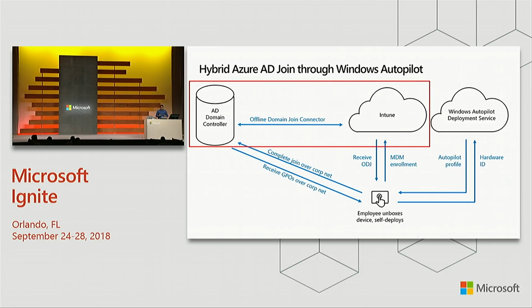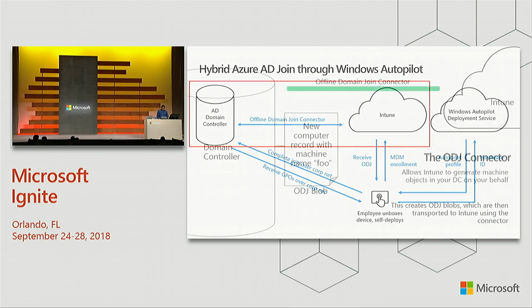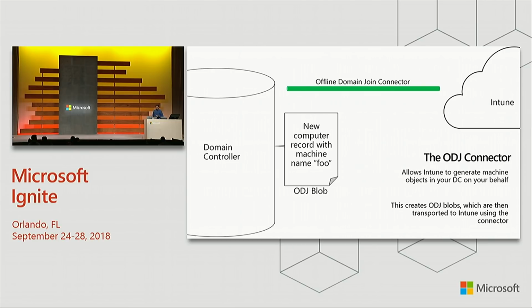I'd like to spend one extra moment talking about this specific section here and talk about what's really going on when I say that there's a new offline domain join connector between Intune and your on-prem DC. The ODJ connector, in a nutshell, allows Intune to generate machine objects on your on-premise DC on your behalf. So that script we talked about a couple of slides ago, Intune will automatically generate one of those blobs on your behalf dynamically as and when new devices come onto your network through Autopilot.